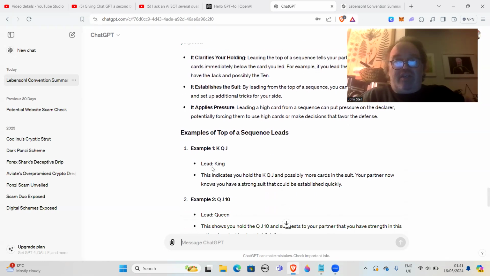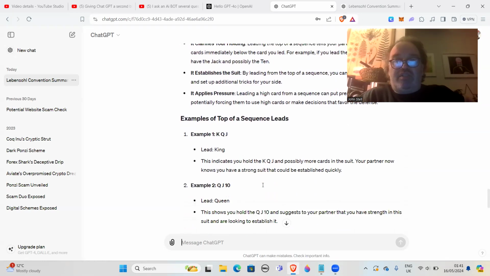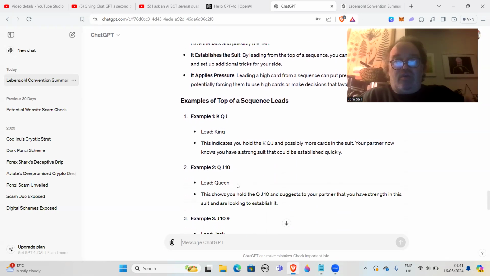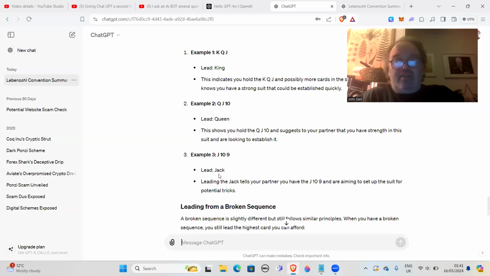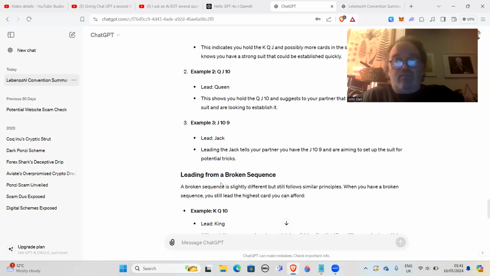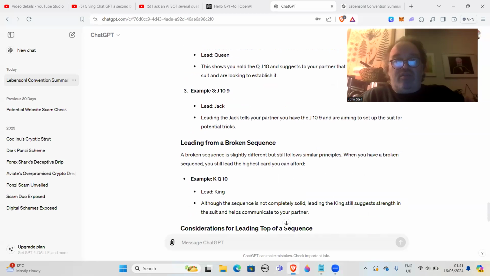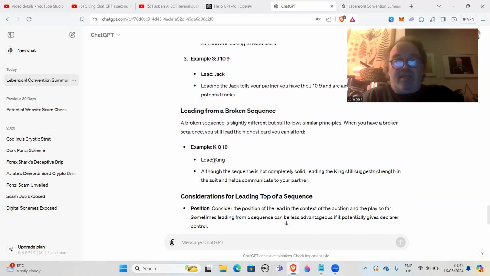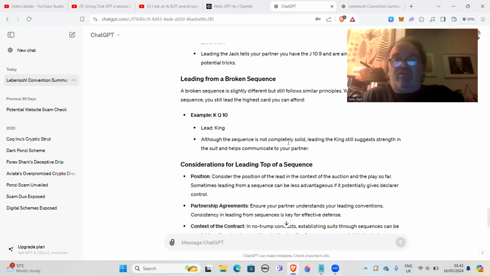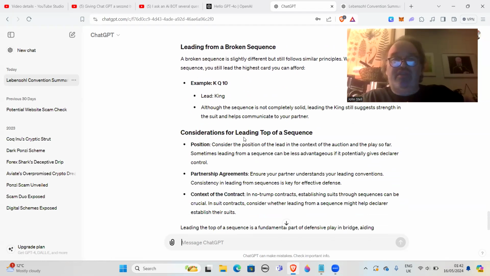Okay, example, King, Queen, Jack, lead King. This indicates you hold the King, Queen, Jack, and possibly more cards in the suit. Your partner now knows you have a strong suit that could be established quickly. Queen, Jack, 10, lead the Queen. Jack, 10, 9, lead the Jack. Leading from a broken sequence is slightly different, with similar principles. When you have a broken sequence, you can still lead the high card. King, Queen, 10, lead King. Although the sequence is not completely solid, leading the king still suggests strength in the suit and helps communicate to your partner. Considerations for leading top of the sequence.